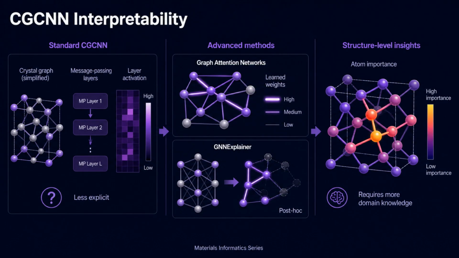CGCNN interpretability is more complex. Standard CGCNN lacks explicit attention mechanisms, though we can visualize layer activations. More advanced approaches include graph attention networks that learn attention weights, or GNN explainer for post-hoc interpretation. These provide structure-level insights showing which atoms and bonds are important. However, interpretation requires more domain knowledge.